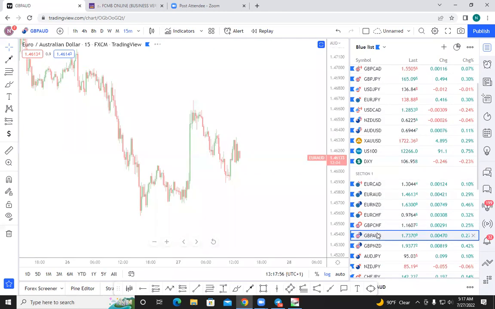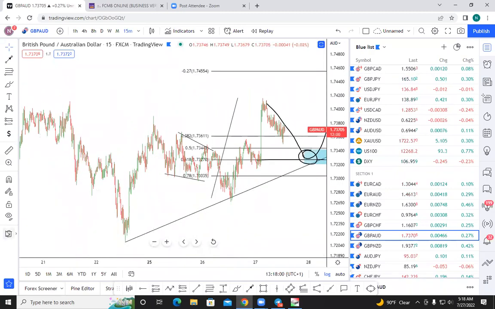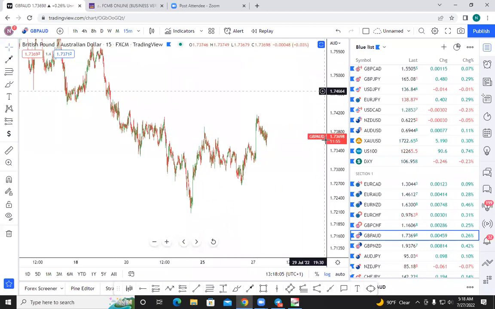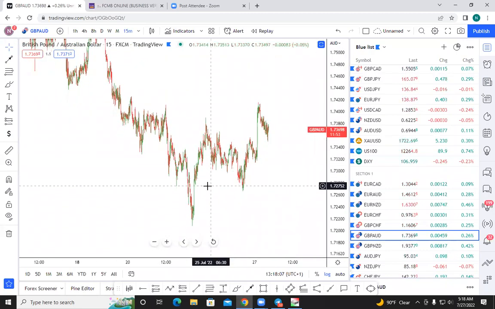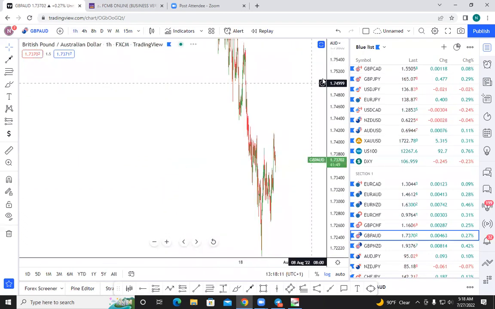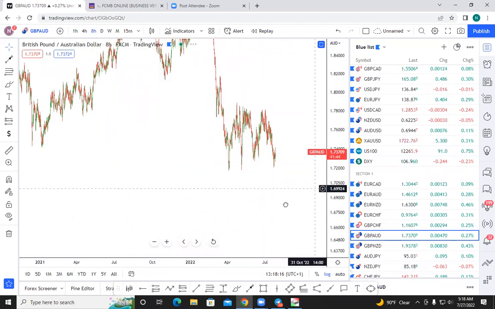GBP AUD, yes. Right, GBP AUD. If we miss the first trade on this GBP AUD, I don't want us to miss this second trade. It's very important. Okay, 1 hour time frame. Of course, let's go to 8 hours time frame.